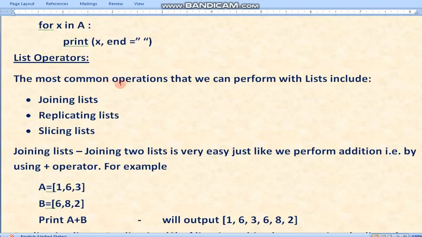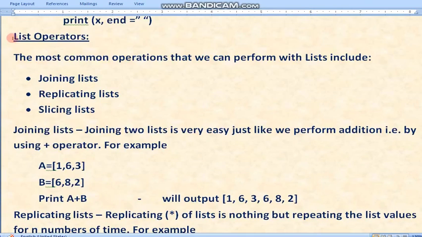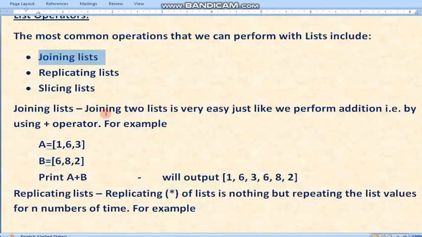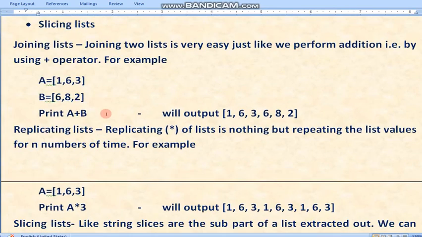Now, what are the operators supported in list? Let's check. List supports three types of operator. One is joining list, one is replicating list, and third one is slicing list. So let's check with joining list. Joining is which operator? All of you know, students. The plus sign. Plus sign stands for concatenation. Concatenation means it will simply join two lists.